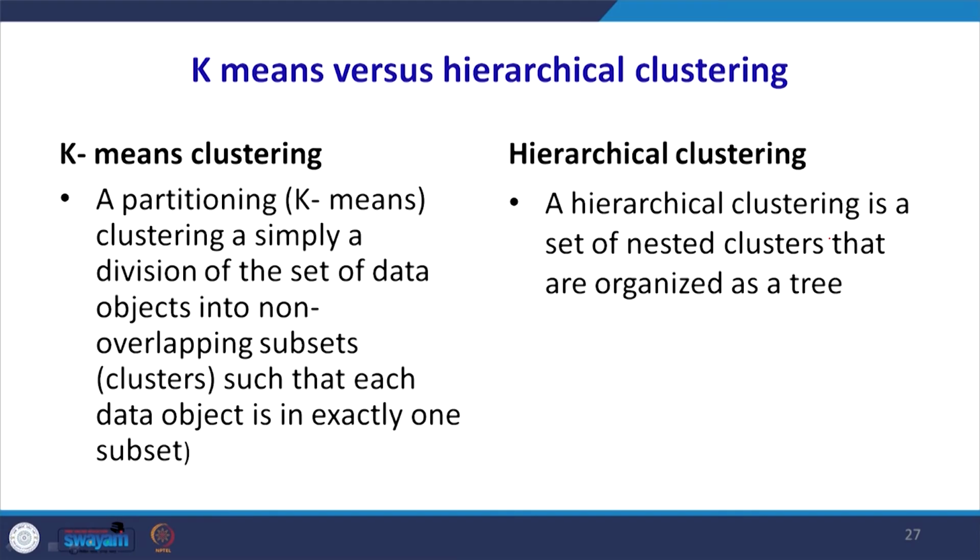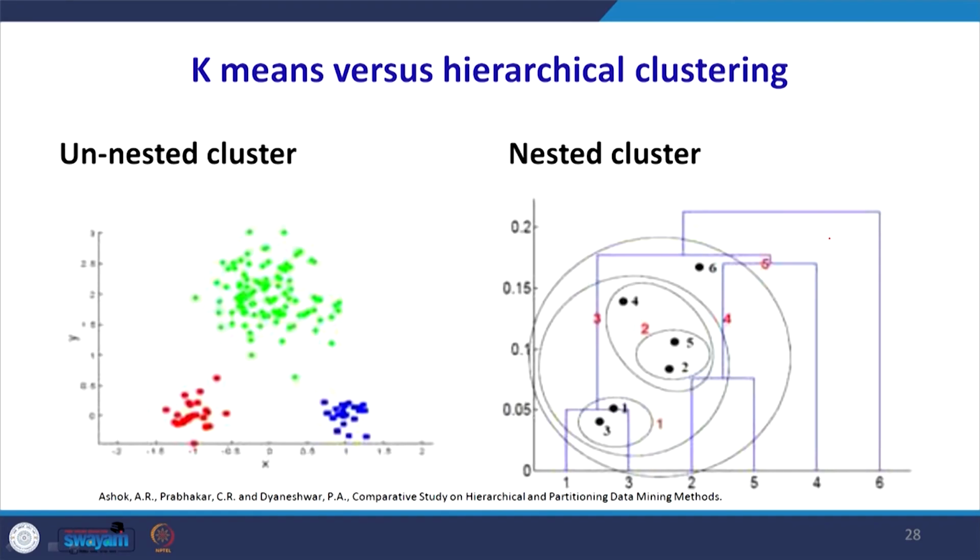A partitioning, that means K-means clustering, is simply a division of the set of data objects into non-overlapping subsets (clusters) such that each data object is in exactly one subset. A hierarchical clustering is a set of nested clusters that are organized as a tree. When you look at this picture, on the left-hand side are unnested clusters; we can say it is K-means clusters. The right-hand side is called nested clusters. This is nothing but your agglomerative or hierarchical clustering.